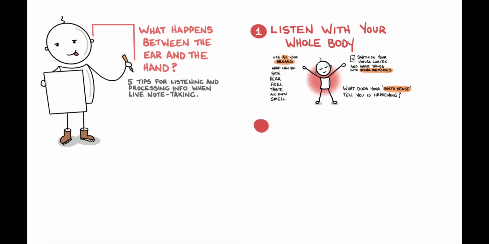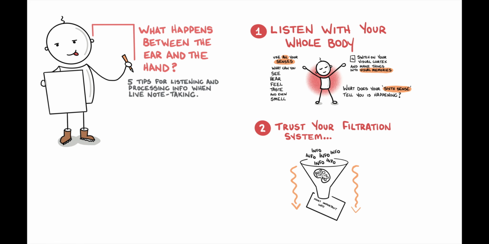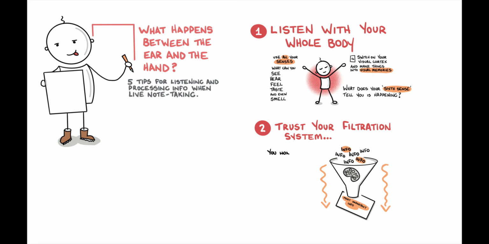Number 2, trust your filtration system. You already have installed one of the most advanced filtration systems around. It's currently sitting on top of your shoulders and between your ears. That's right, I'm talking about your brain. Now, it might feel like a sieve at times, but trust me, it is filtering. It's more like a funnel, and it will catch the important information. Trust this. Now, this means it won't catch everything, and that's good, because your visual notes shouldn't be a transcription.